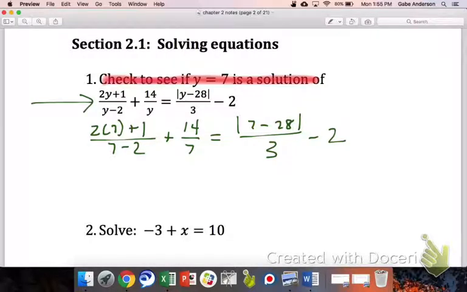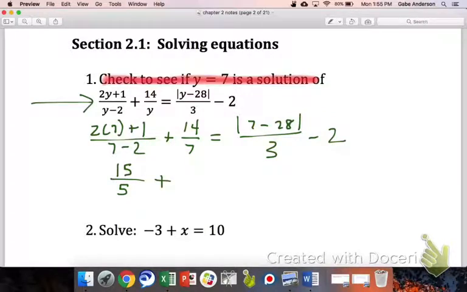Well, let's go through and start to evaluate things a little bit. I'm going to work on this first one first. Let's do the numerator. Let's see if we can do a couple of PEMDAS steps in one. What's 2 times 7? 14. Plus 1? 15. Okay, and I'm going to do the denominator as well. What's 7 minus 2? 5. I think we're in a pretty good place with that first one.